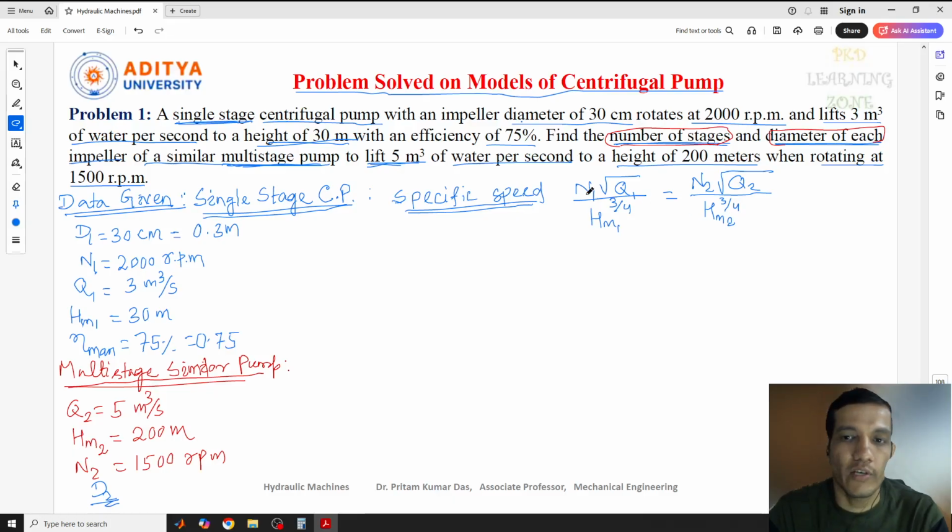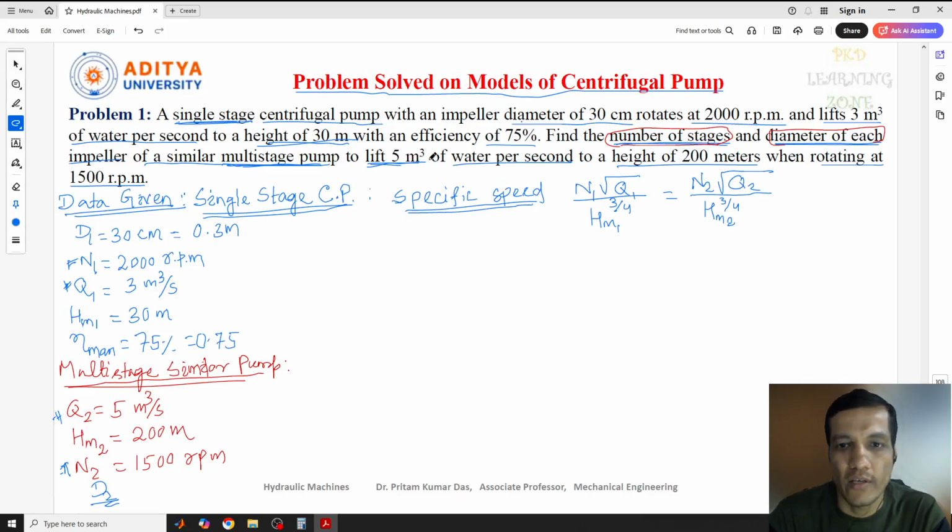Now here, if you see, we have the value of q and n. Now you see q1, n1 both are given. Here also q2 is given, n2 is also given. So what is the unknown here? hm1 is also given here. Now hm2, yeah, hm2 is given, but here hm2 is not 200 actually.